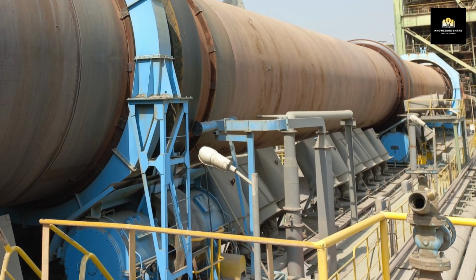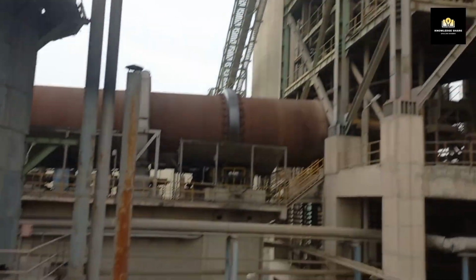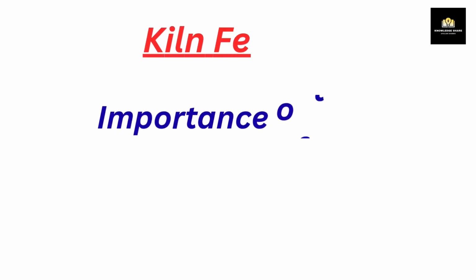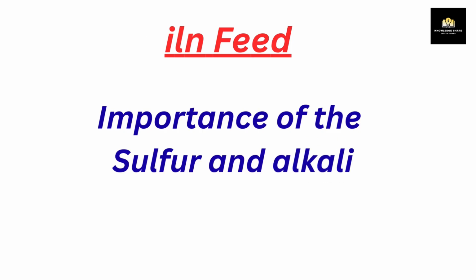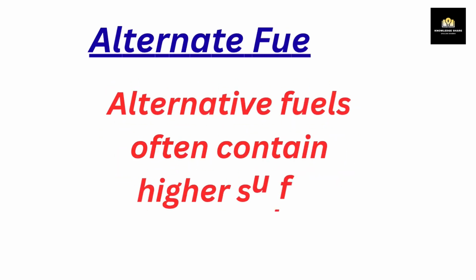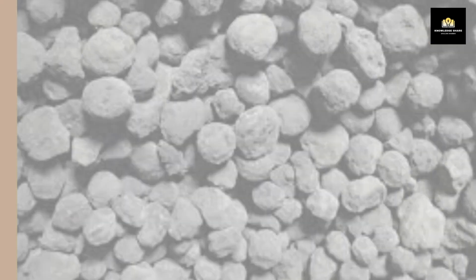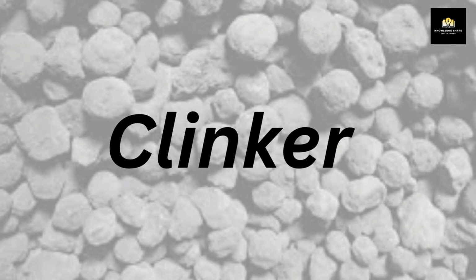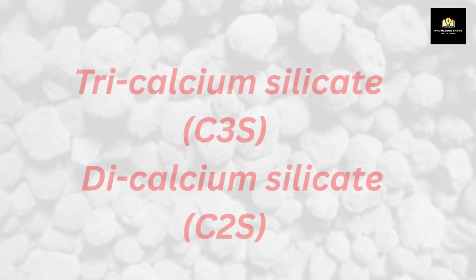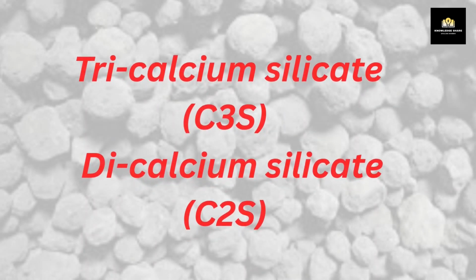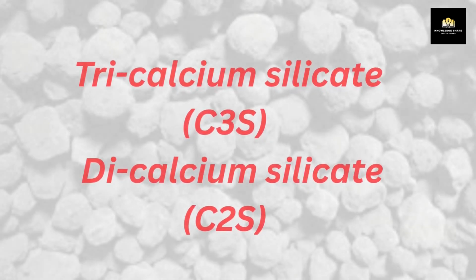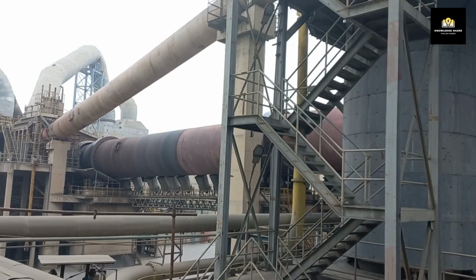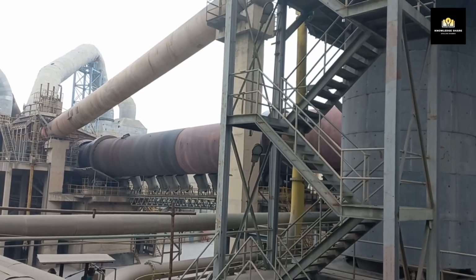In terms of kiln feed chemistry, managing the sulfur and alkali inputs is very important because alternative fuels often contain higher sulfur levels. Maintaining the sulfur ratio below 1.5 is one of the crucial parameters to prevent kiln blockages and control clinker composition. Additionally, alternative fuels can affect clinker mineralogy, particularly the C3S, tricalcium silicate, and C2S, dicalcium silicate phases, which directly have an impact on strength development.